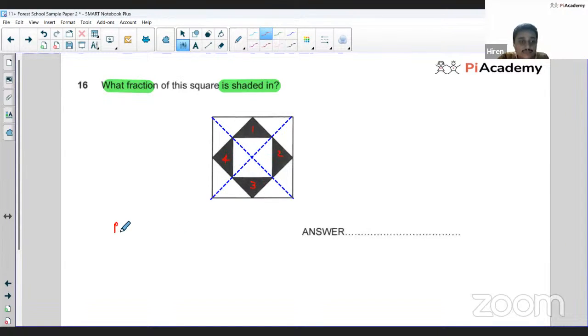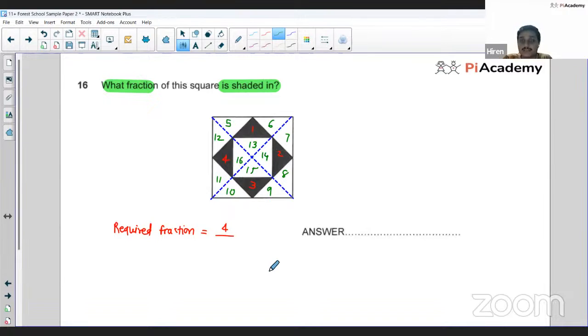So if I write the required fraction, then what is it? The numerator is how many triangles are shaded, right? So there are 4 triangles shaded, okay? Now you can continue your counting after 4, okay? So this is 5, 6, 7, 8, 9, 10, 11, 12, 13, 14, 15, and 16, okay?